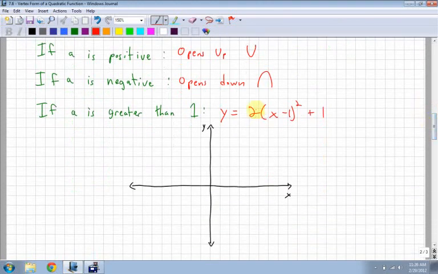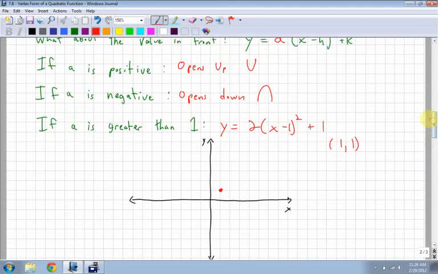So what if the a value, the number in front, is greater than 1? This doesn't happen a lot in your assignment, but it does happen for sure. Now, first thing we need to know is the vertex. The vertex is at negative 1, comma 1. Is that right? No, it's at 1, comma 1, right? Because we have minus h. So 1, comma 1. I know that this opens up, and I also know the axis of symmetry is at 1. Now, I have a value of 2 in front for my a. So that would be like this.